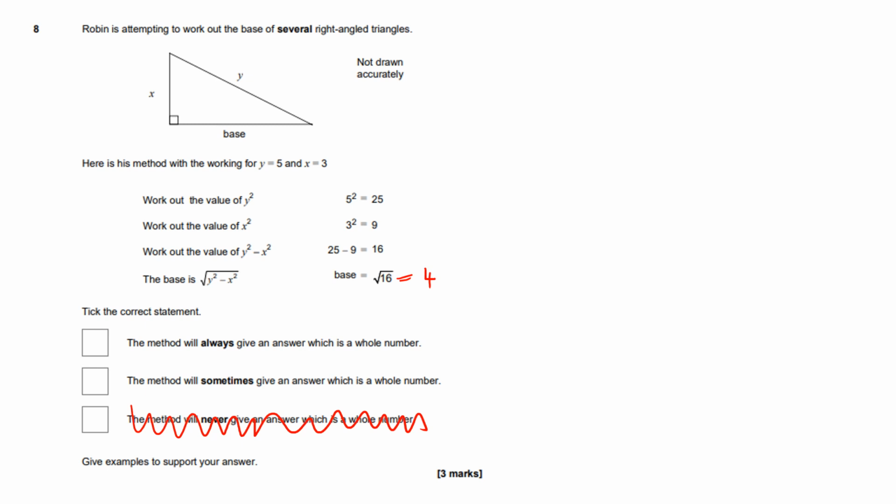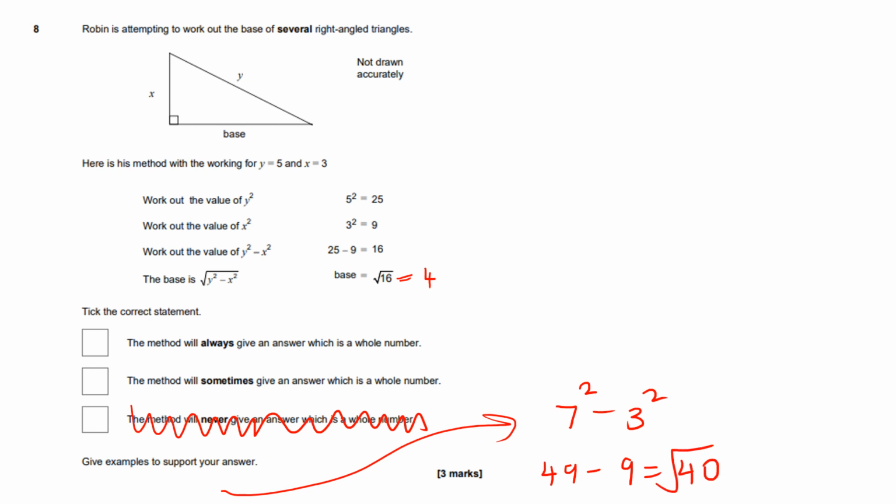The method will always give an answer, that is not the case, because if I was to try something, as an example, 7 squared take away 3 squared, 7 squared is 49, take away 3 squared is 9, so that is 40, and you would have to square root 40, and that's going to give you a decimal. So we are putting the example there to get the extra mark, but what we're saying is the method will sometimes give an answer which is a whole number.